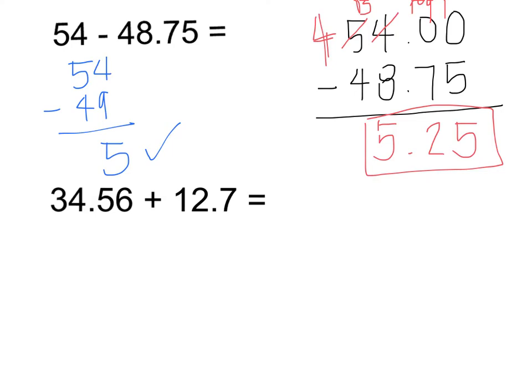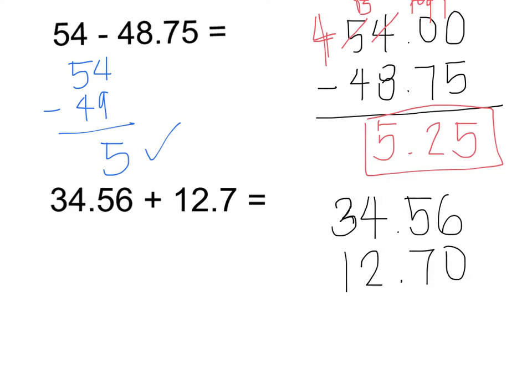Okay, one more practice problem. 34 and 56 hundredths plus 12 and 7 tenths. What is step one, Shelley? Line up the decimals. Line up the decimals. Very good. So I have 34 and 56 hundredths. And then I have 12 and 7 tenths.